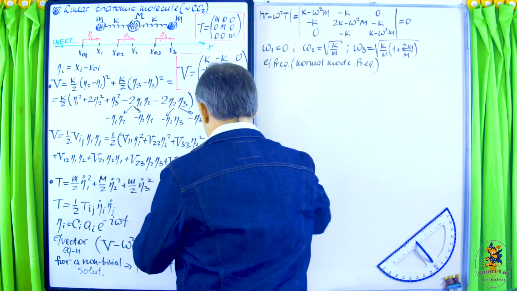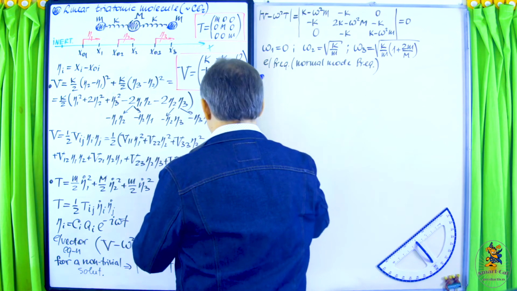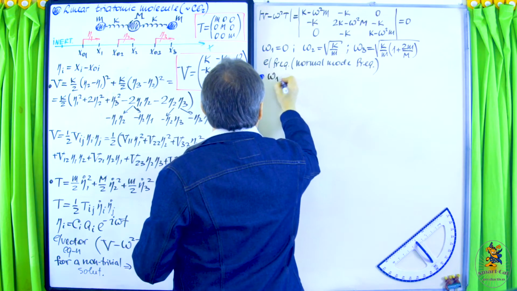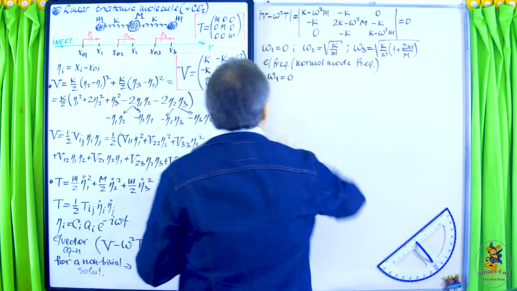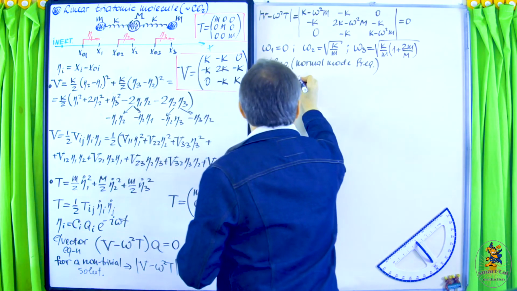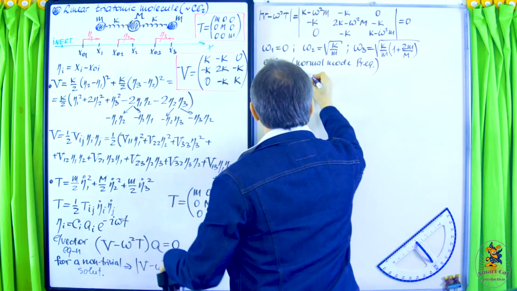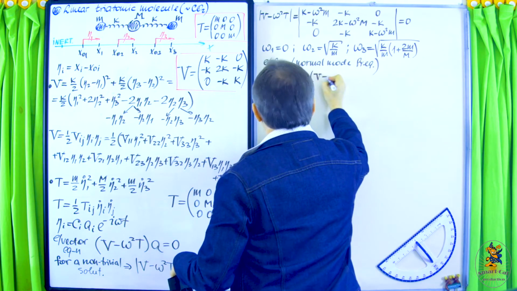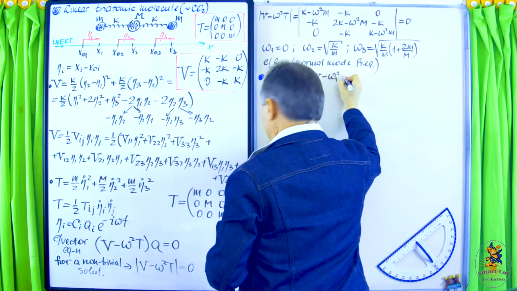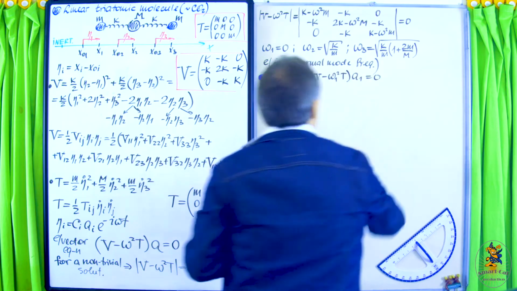I will put a first blue bullet, right? And omega 1 equals 0. Omega 1 equals 0, right? And of course, let me show that. And now we need to plug it into our eigenvector equation. So it will be v minus omega 1 squared t, a1 equals 0, right?